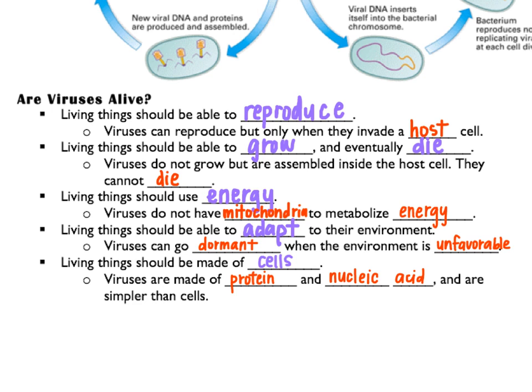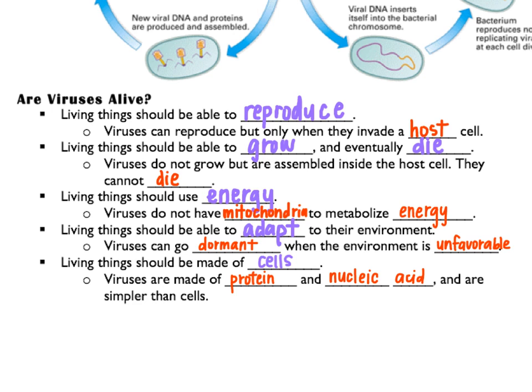The fourth qualification for life is that living things should be able to adapt to their environment. Well, viruses actually can adapt in a way. They can go dormant when their environment is unfavorable, and so you could say that they're sensitive to their environment, but there is some argument there that that's just a natural process, that the virus isn't doing it on purpose.